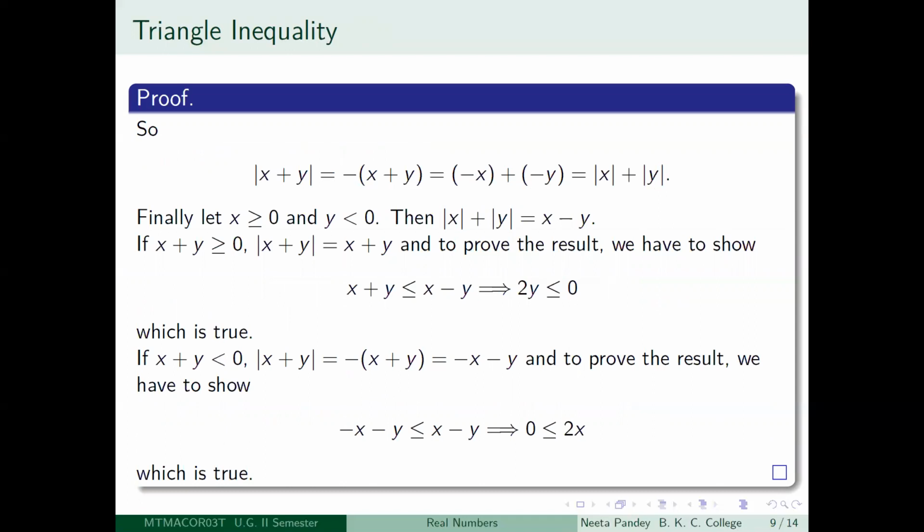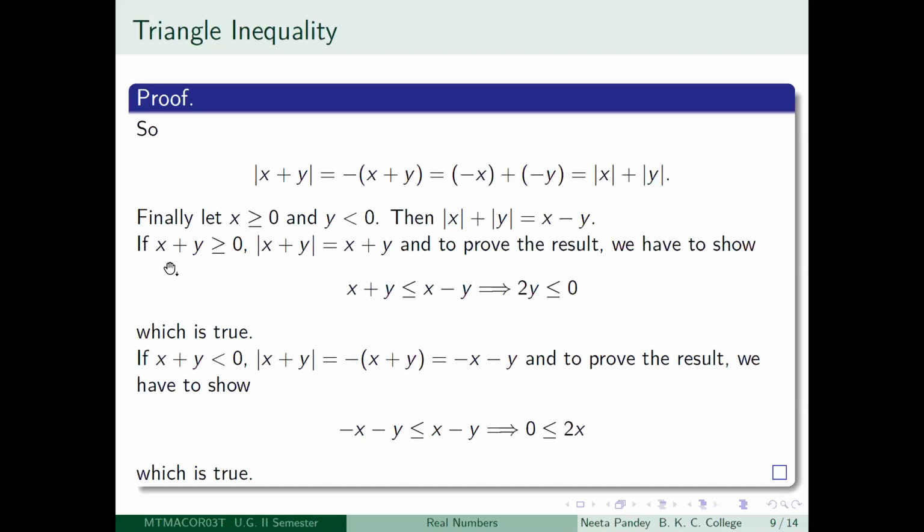So the last case is when one is non-negative and the other is negative. Without any loss of generality, you assume that x is non-negative and y is negative. Then what is mod x plus mod y? First of all, we can easily write it down. This is going to be equal to x minus y. Now, what can you say about mod of x plus y? That can have any sign. So we just take subcases.